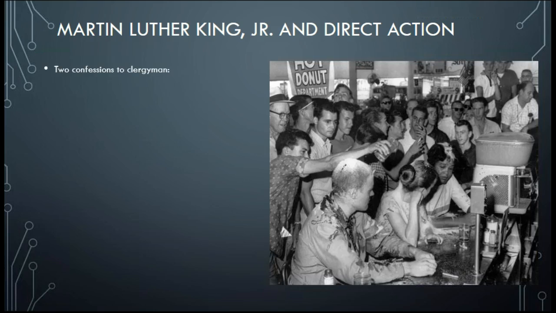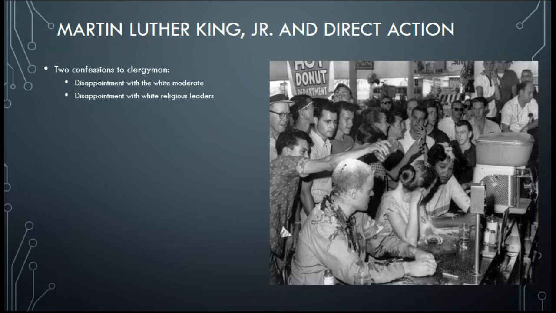And in his letter, he made 2 confessions to the clergymen, because this letter was a response to 8 clergymen who had written a collective statement in opposition to his actions in Birmingham, Alabama. And he made 2 confessions: his disappointment with the white moderate and his disappointment with white religious leaders.